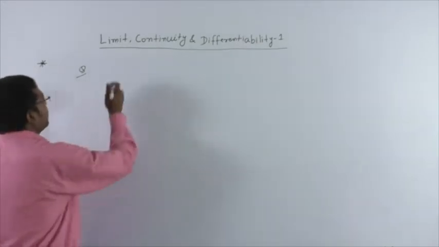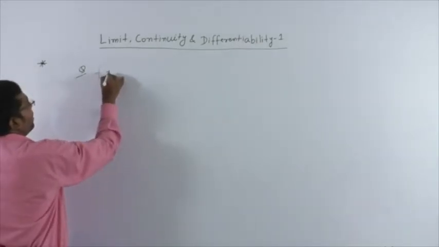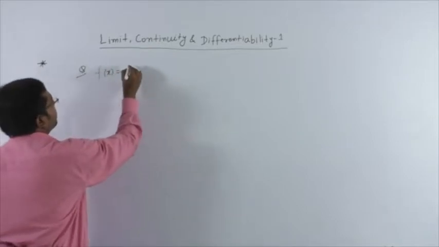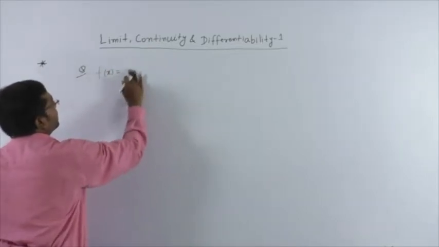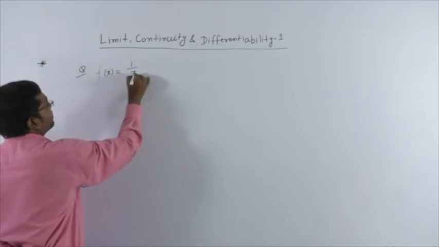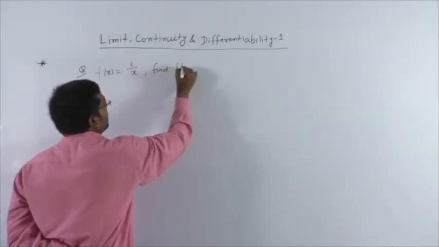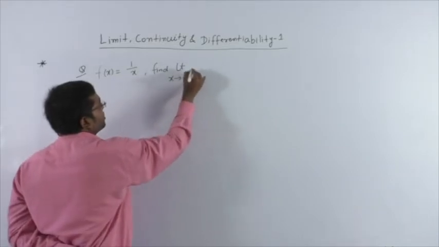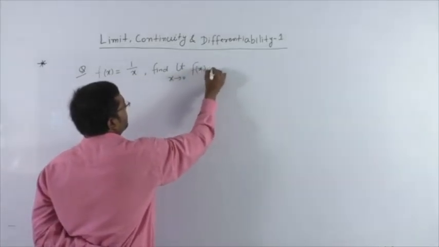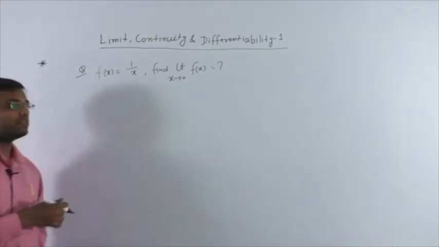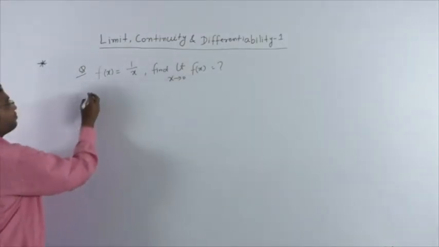Now see, suppose we have f(x) = 1/x. Find the limit as x tends to 0 of f(x). This equals what? This we have to calculate. Let's see.